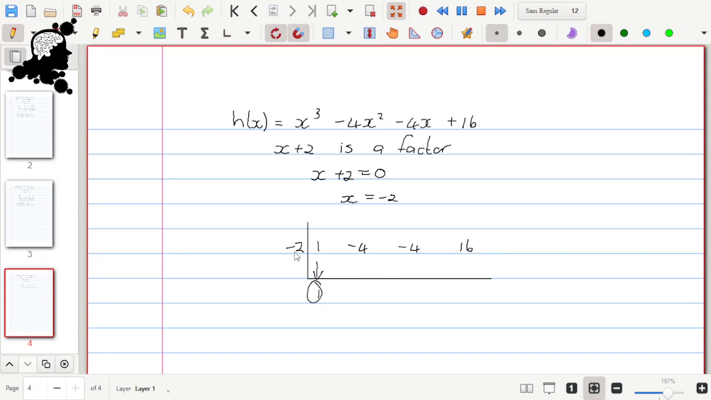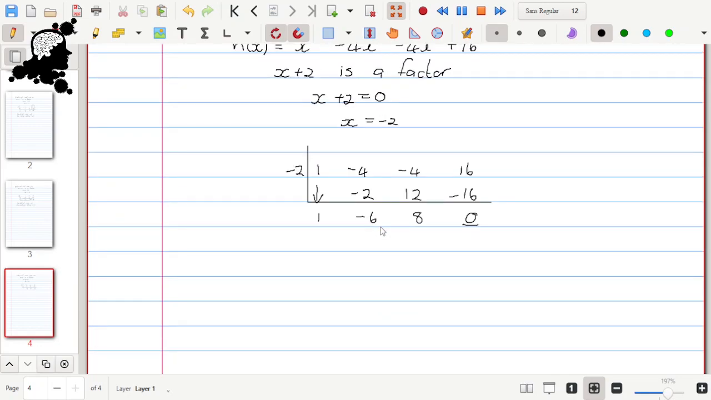Then we say 1 times negative 2. That's going to give us negative 2. Negative 4 plus minus 2, that's going to give us negative 6. We say negative 6 times negative 2. That's going to give us positive 12. We add these two. Negative 4 plus 12, that's going to give us positive 8. Then we say positive 8 times negative 2, that's going to give us negative 16. We add these two. 16 minus 16 gives us 0. Life is great. Let's write down our factors.